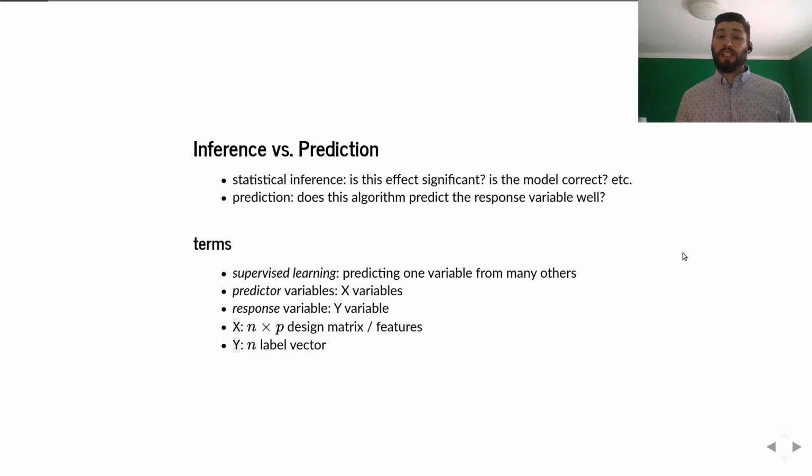Predictor variables are the X variables. So this is typically what we think of as our design matrix in the batch setting in linear models. And if we have N samples, then we have P variables in our predictor variables for our design matrix. And we can just think of wrapping this up as a matrix that's N by P. Right? The response variable, if we have N samples, then it's just an N label vector.